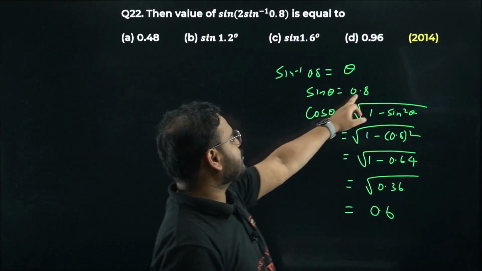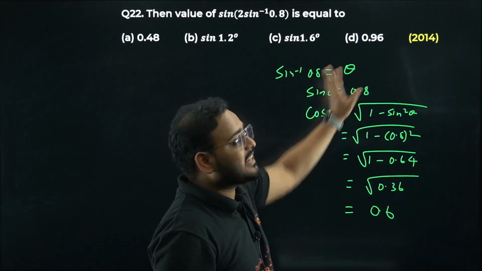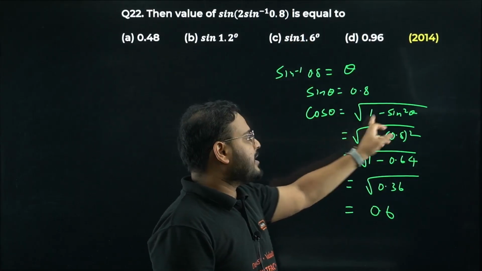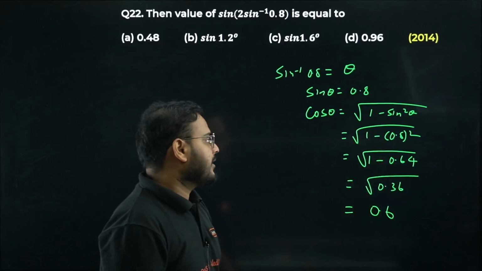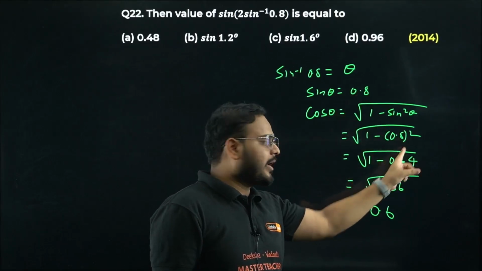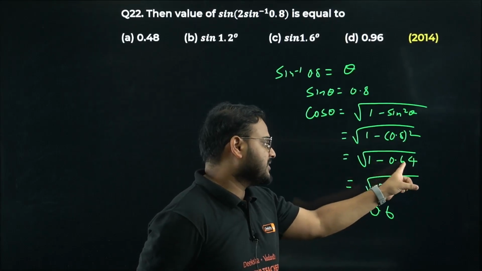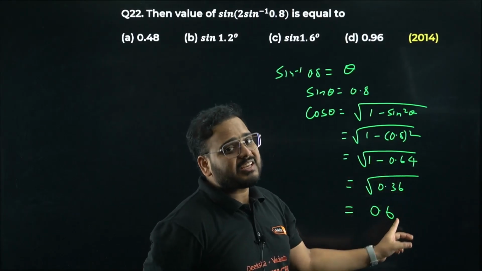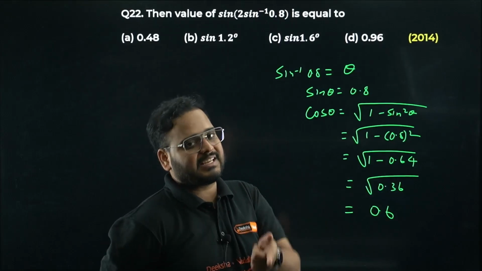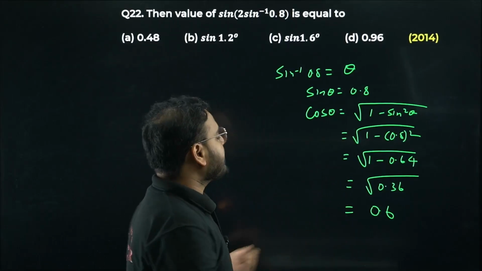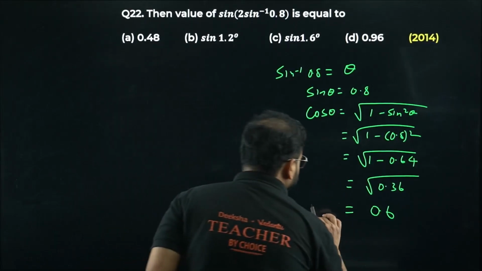Okay, sin theta is going to be 0.8. If I'm taking sine inverse of 0.8 as theta, from there I get cos theta as root of 1 minus sine square theta. Sin theta value is given as 0.8, so 0.8 squared is 0.64 because 8 square is 64. The difference is going to be 0.36. The root of that is going to be 0.6 because root of 36 is 6. So we have 0.6 as the value of cos theta.